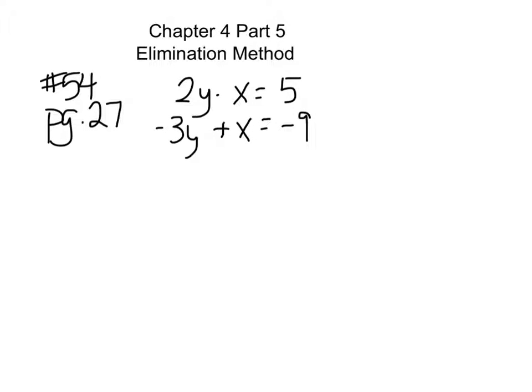Chapter 4, Part 5, we are talking about the elimination method. Here's example number 54, Part A, from page 27 in the note packet. So we have 2y minus x equals 5, negative 3y plus x equals negative 9.